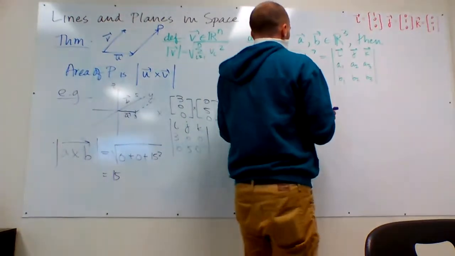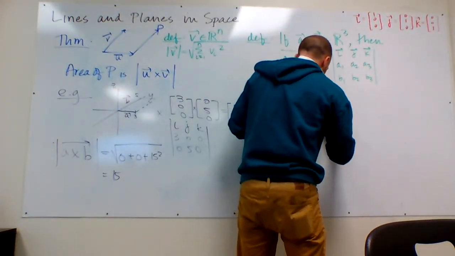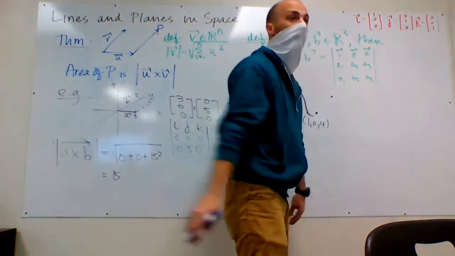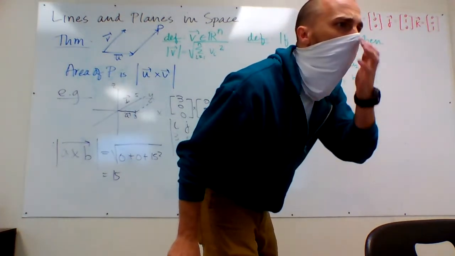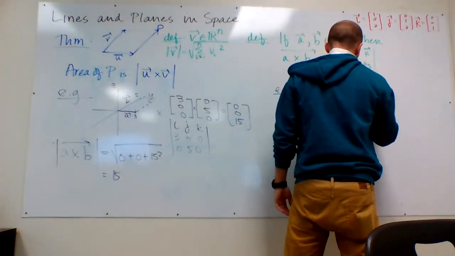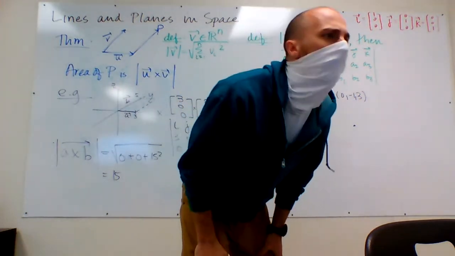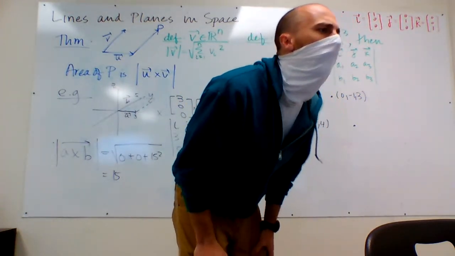I found an example. So this is the point 1, 0, 4. That's going to be the point, let's see, 0, -1, 3. And then this is going to be the point 1, -1, 0.